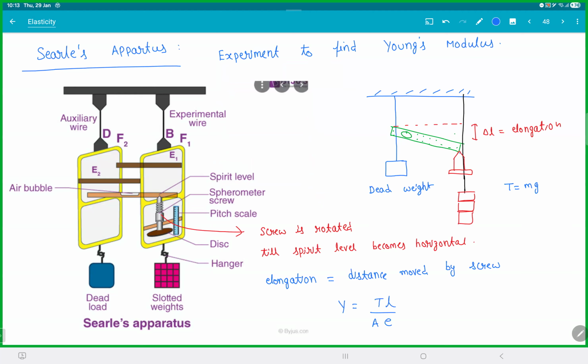So the experiment is easy, but remember the word Searle's apparatus, because a question will come like this in the exam. It has come in advance. Question came something like this. In a Searle's apparatus, a screw gauge is used, which had a pitch of so and so. That is all based on screw gauge. We'll see later on. When it is rotated by 1.5 revolutions, the spirit bubble became horizontal. The people who don't know the experiment will not understand what they're talking about in the question. But if you understand, it is pretty straightforward.